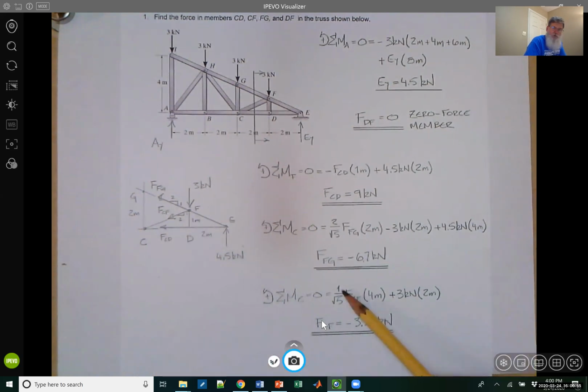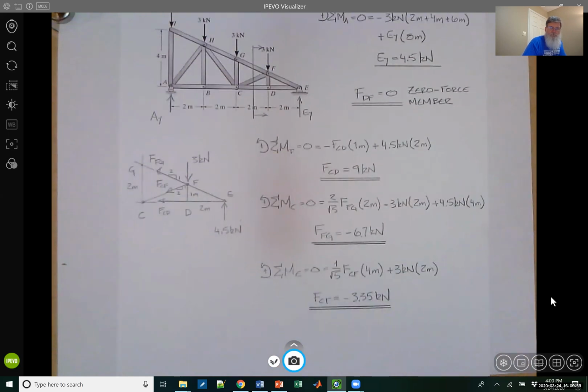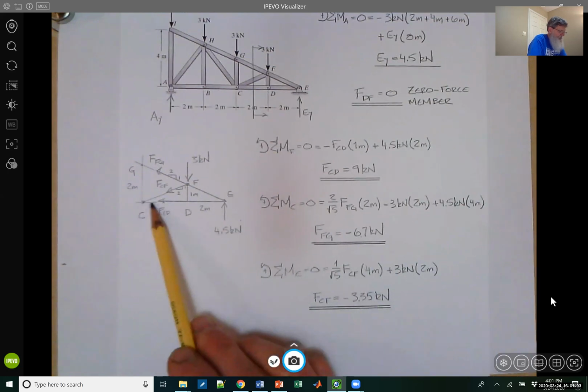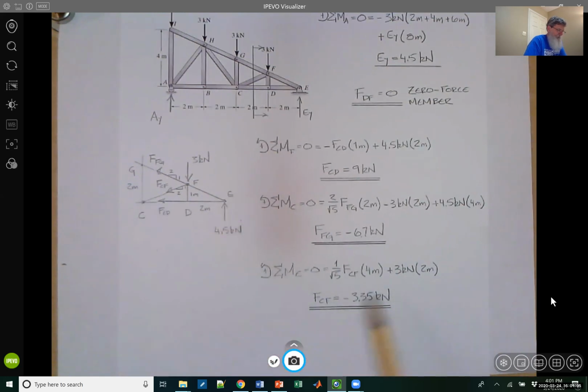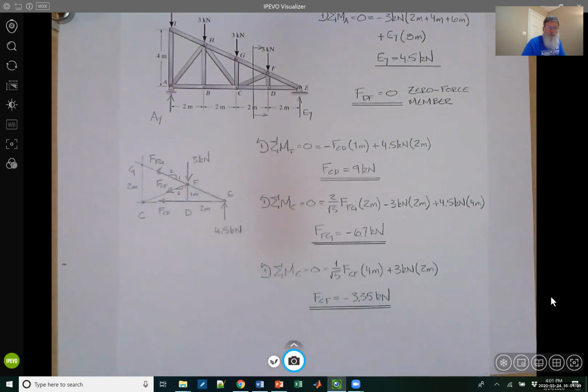That's also a 2-to-1 slope, so you can see I've got the 1/5 of CF. And since it's here, it'll be this distance, which is 4 meters. And then the only remaining one would be 3 at 2 meters. And I found that one at 3.35. So that was problem 1.